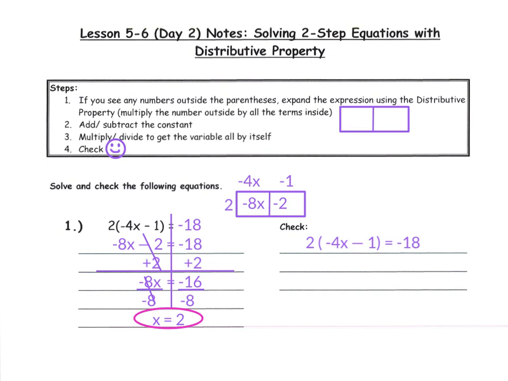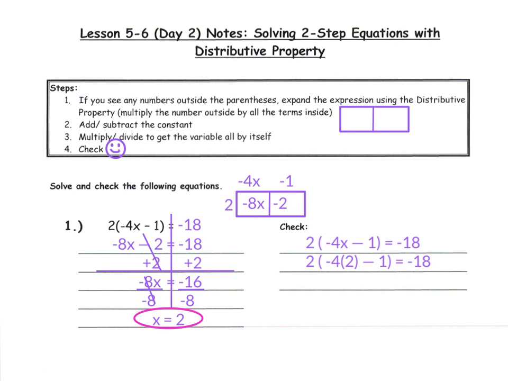To check, we're going to rewrite this, but replace our answer for x. So I have a negative 2, and then in parentheses, the negative 4. Whenever I sub in, I use parentheses. So again, I see parentheses, 2, close my parentheses, minus 1 equals negative 18.